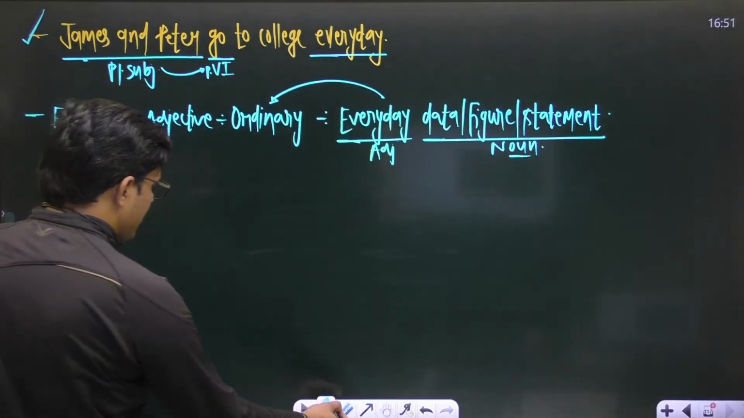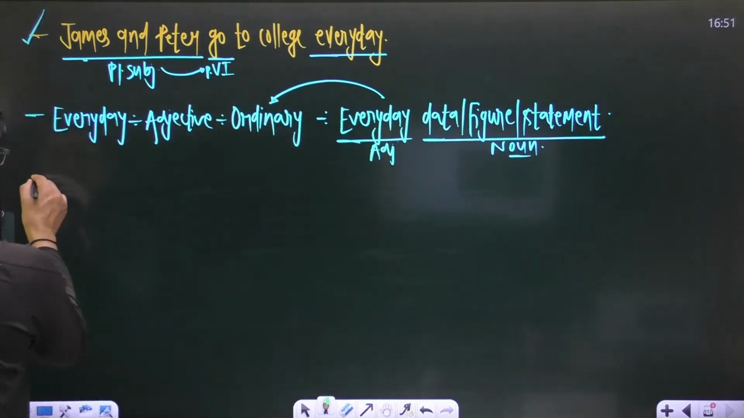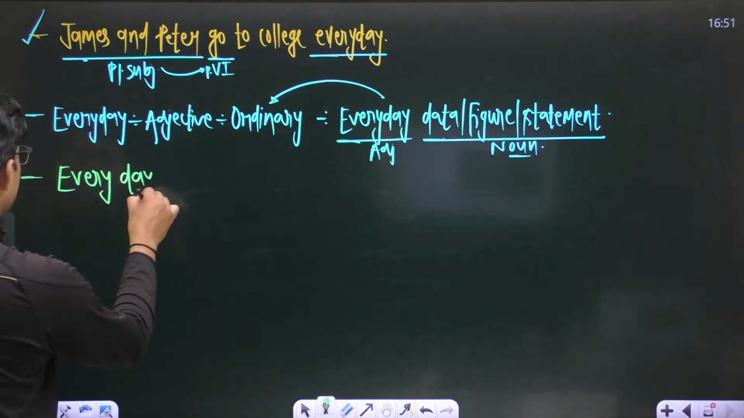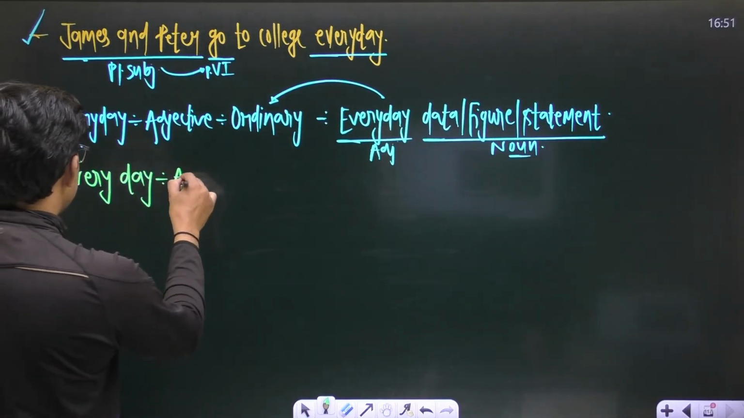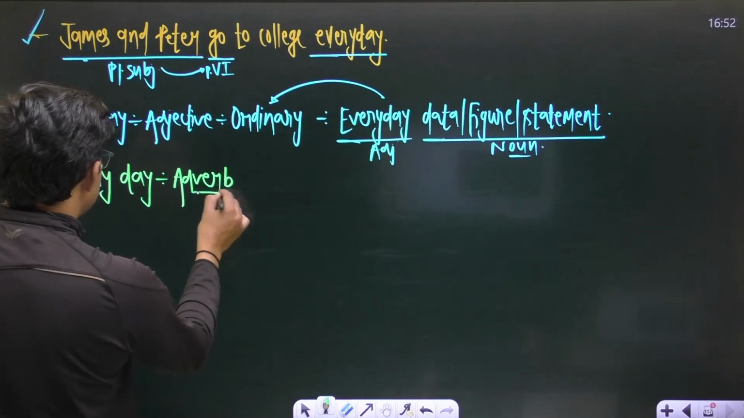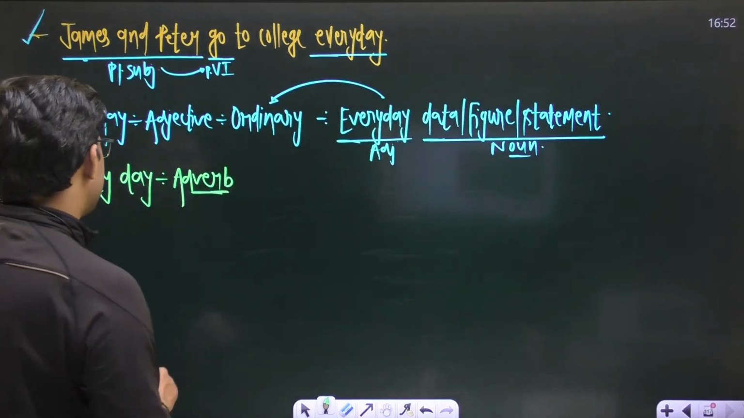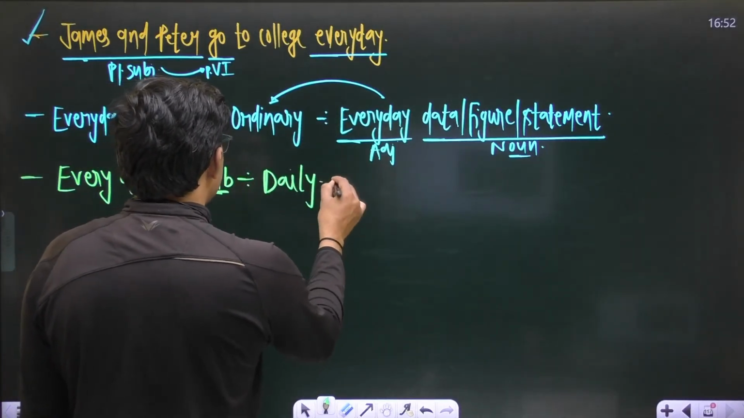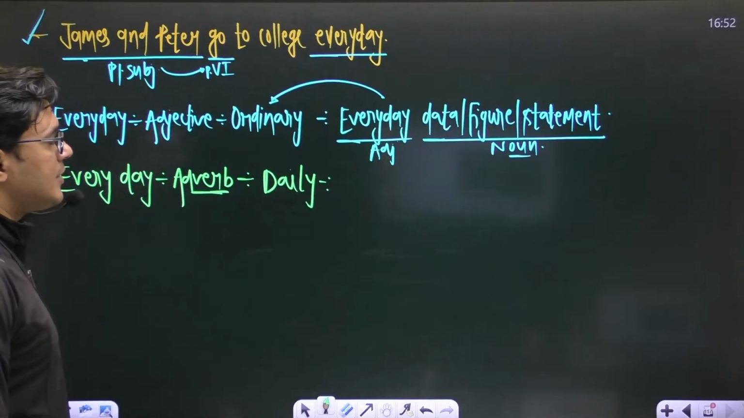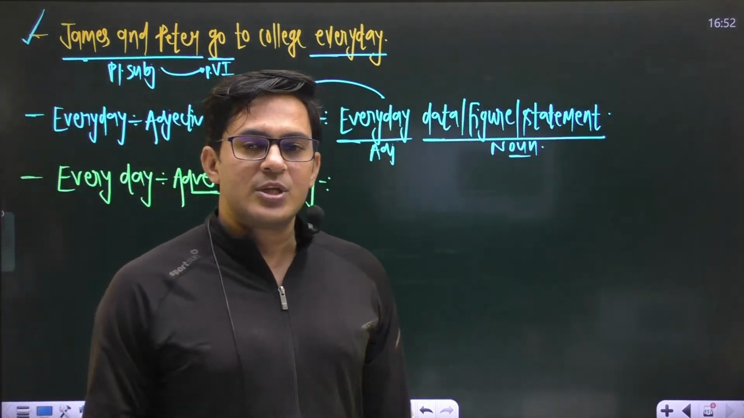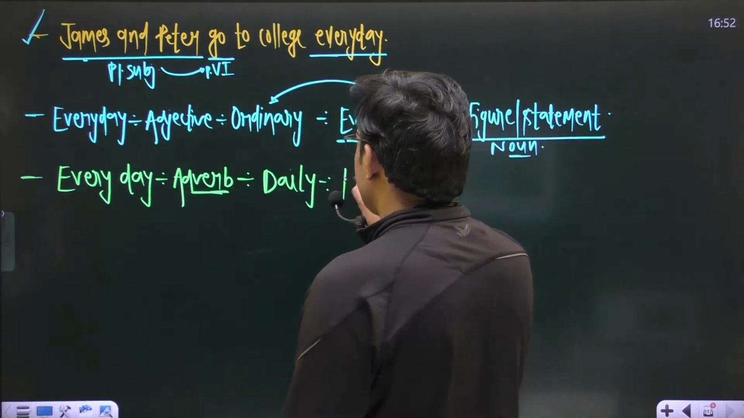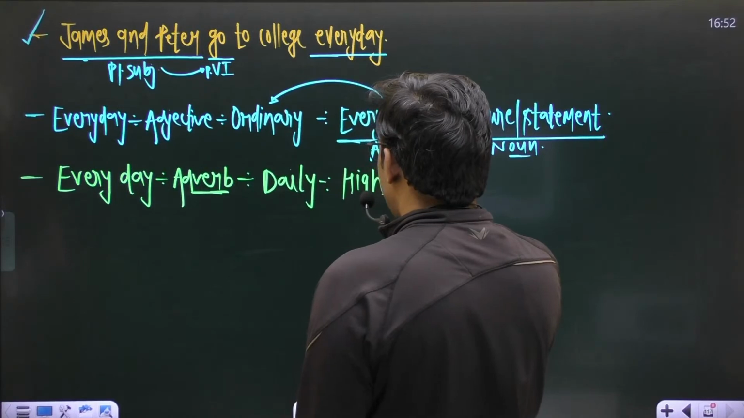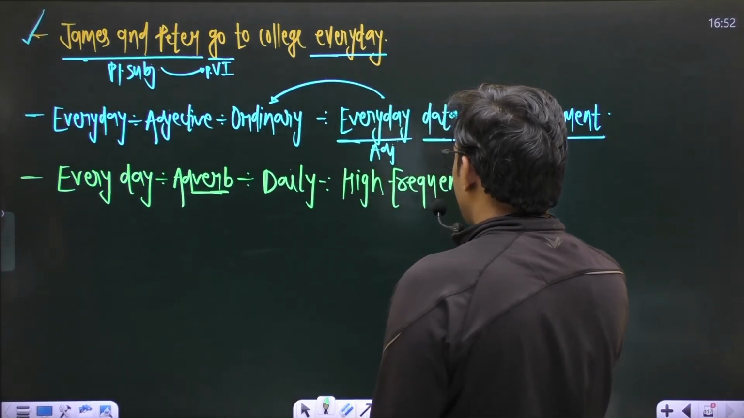But we have another word, and the word is every space day. We also have this word, and this word is adverb in nature. This every space day is an adverb, and this adverb denotes the sense of daily, right? It shows the sense of daily. Daily means pratidin. So this is an adverb of high frequency. This word every space day shows high frequency, right?